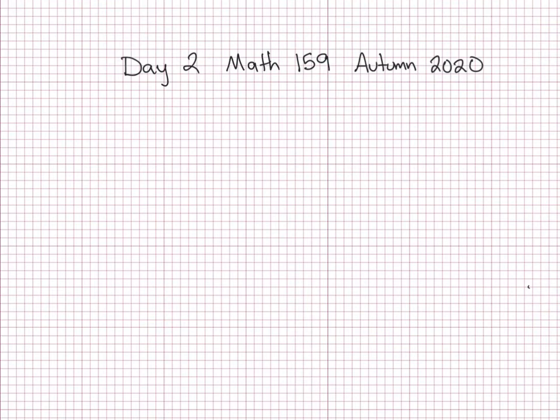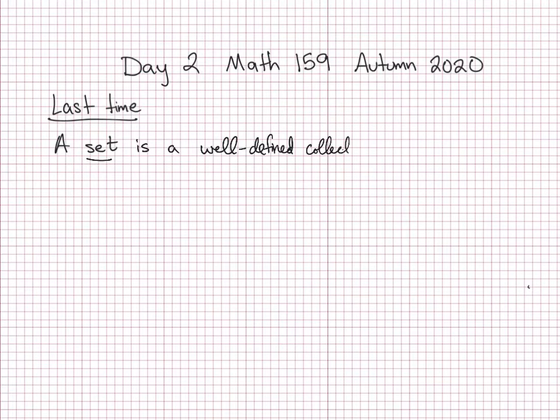Okay, so I'd like to start where I finished last time. Last time we had seen the definition of a set. We gave a preliminary definition. I'm going to give a slightly better one now. A set is going to be a well-defined collection of distinct objects.